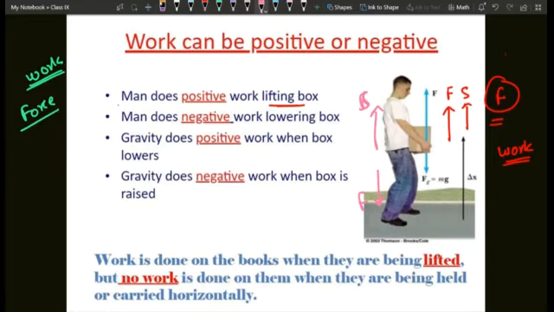Likewise, for lowering the box also, you can try. Man does negative work while lowering the box and gravity does positive work while lowering the box. So remember this situation. It's a beautiful situation.